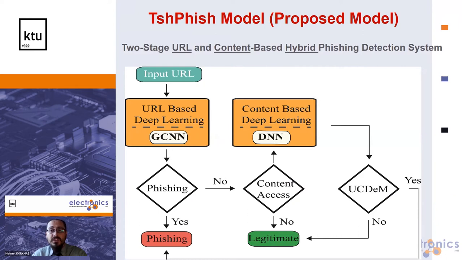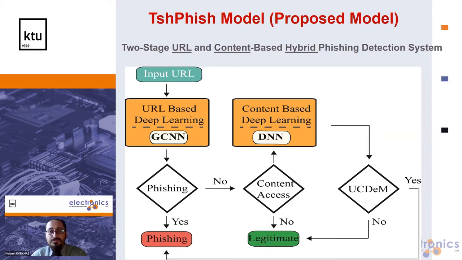The URL to be checked is first put into the URL-based analysis, and the prediction result is obtained. If this result is phishing, it is considered the system result phishing without switching to content-based analysis. It saves time in analysis. If the result is legitimate, it moves to the second stage, the content-based analysis step. If the URL content is not available, the result is considered a URL-based result without review. If there is content, content-based analysis is also performed. If results are obtained from both stages, UCDM works.